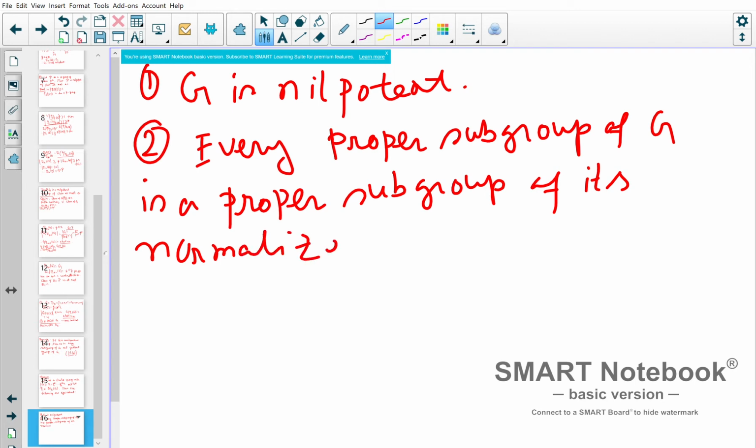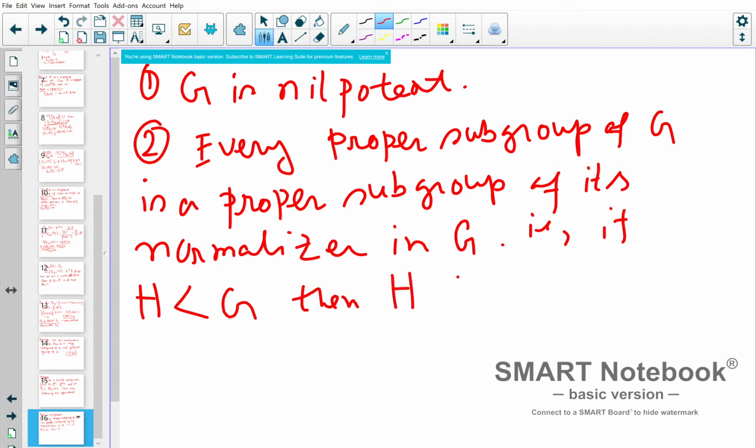Normalizer in G. Okay, so you remember this property you already proved for nilpotent p-groups. A similar property is also true for nilpotent groups. That is, if you have a subgroup H which is a proper subgroup of G, then H is a proper subgroup of the normalizer of H in G. Okay, proper, not equal to. Clear? This is number two.